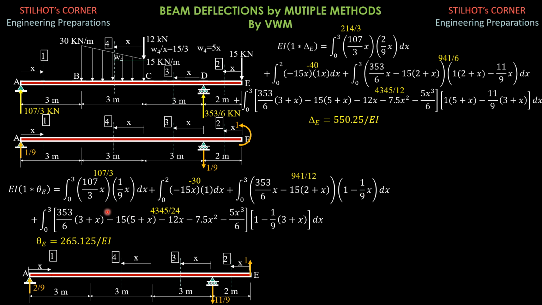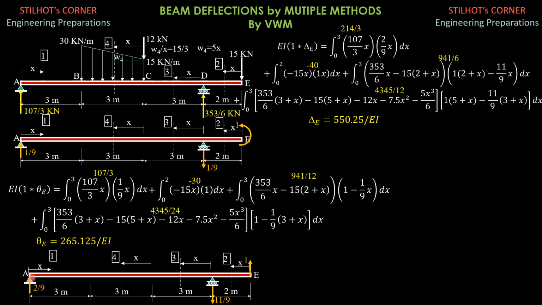And for the last section, copy 0 to 3, copy the big M. Then for small m, the moment at this section is 1 minus 1 over 9 times quantity 3 plus x. So using your high-tech calculator, 107 over 3, second integral negative 30, third integral 941 over 12, and the last integral 4045 over 24. Combining, theta E is 265.125 over EI. Then finally, for the deflection at E, so we have an upward unit load at E.